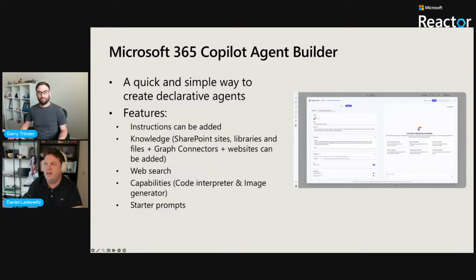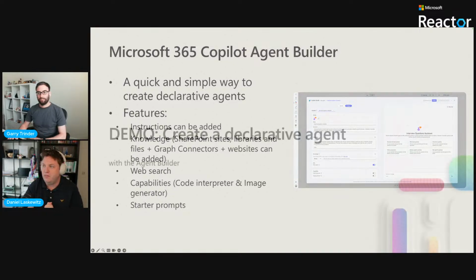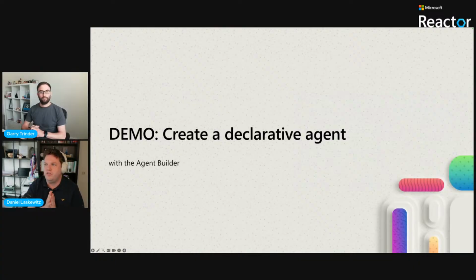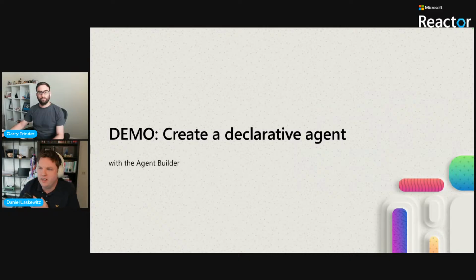For now, there is not an option for us to create actions in here, and that's something that a lot of people want to do. You have to go to Copilot Studio right now for that, and that's what I'm also going to demo later. But let's go into a demo to create a declarative agent with Agent Builder. I already have a demo prepared on my screen.